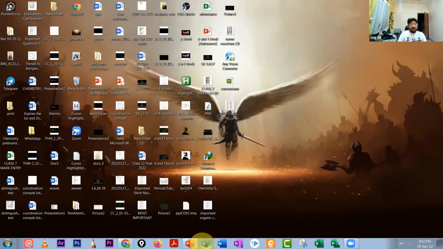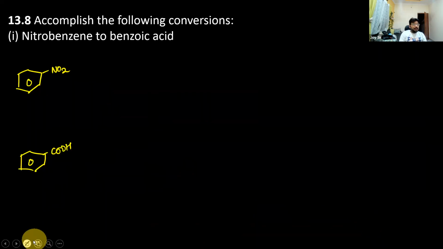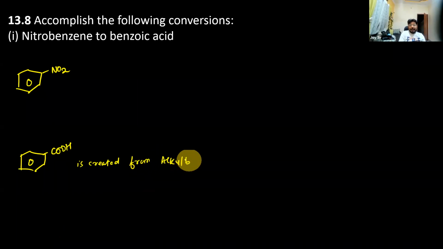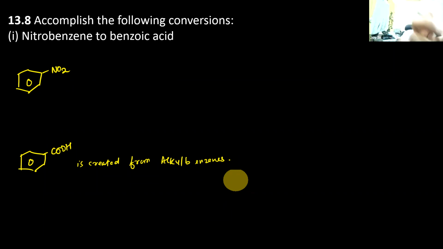So how is benzoic acid made? Benzoic acid is directly created from alkyl benzenes. Okay. So benzoic acid is directly created from alkyl benzenes.